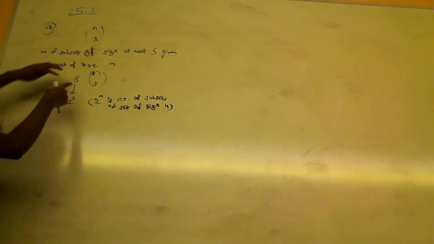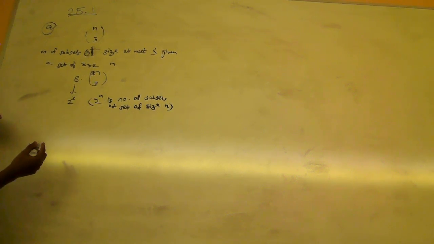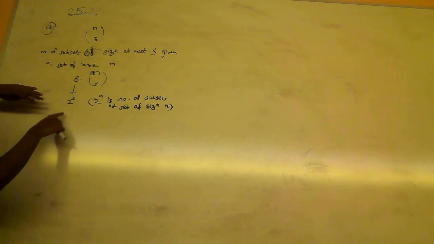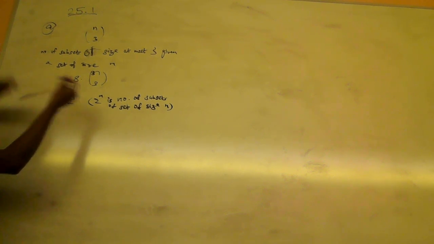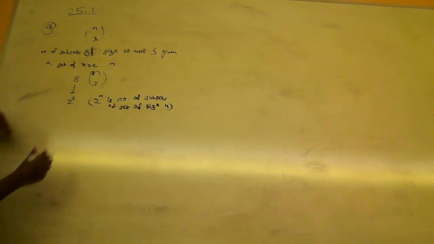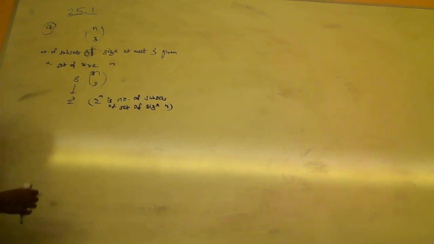So since each of these subsets has size 3, he says that the number of subsets of each of these subsets is 8, which is correct, but this would be counting elements which are repeated. So he's going to count a single set twice. Let me show you how.